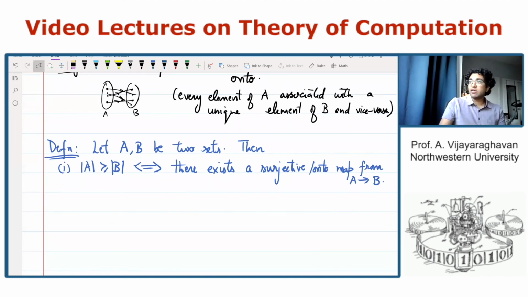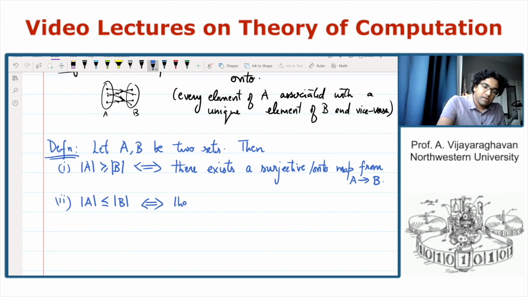But this is really a definition. So if there is no such map, then the cardinality of A is not greater than or equal to the cardinality of B. Similarly, we'll say that the cardinality of A is less than or equal to the cardinality of B if and only if there exists a 1-to-1, or an injective map, from A to B.